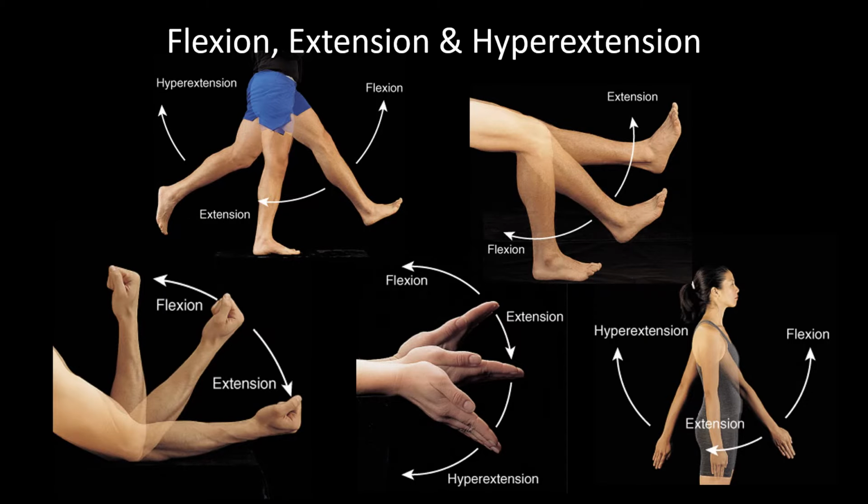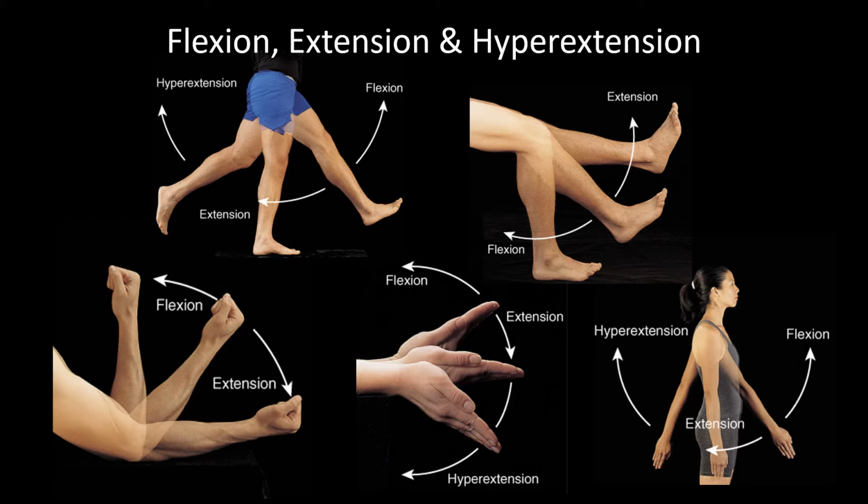Let's look at some specific examples, and we'll start with the easy ones, the elbow and also the knee. They're easy because we don't have to consider anatomical position when we're discussing these joints. With the elbow, the angle that we're interested in is on the anterior surface of the arm, and if that angle gets smaller, that's flexion. If it gets larger, that's extension. And we can't extend beyond anatomical position.